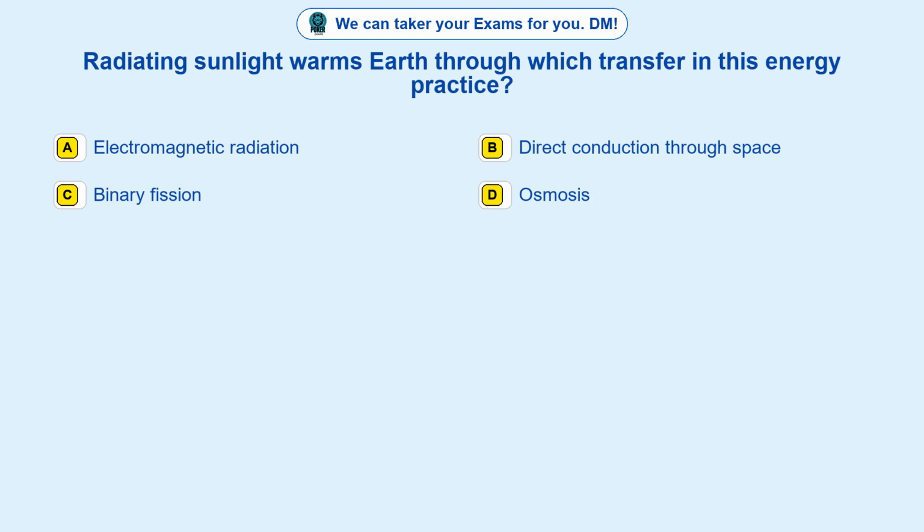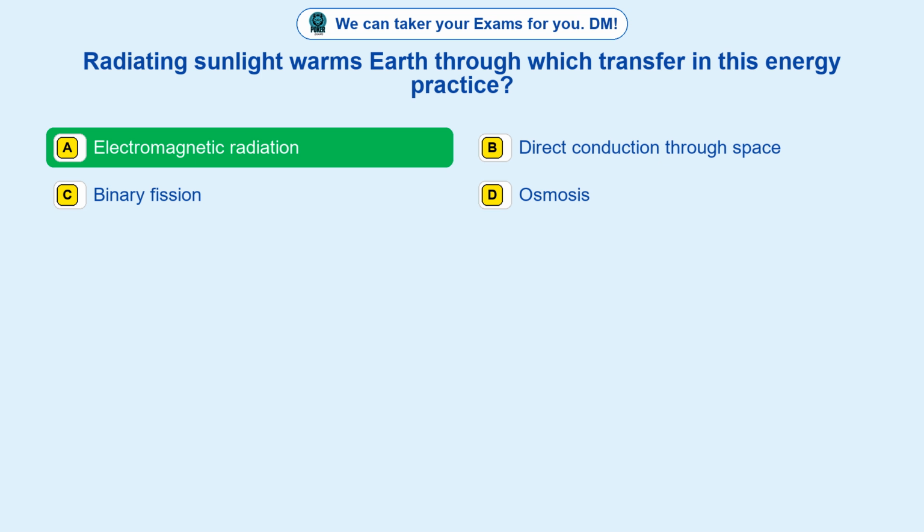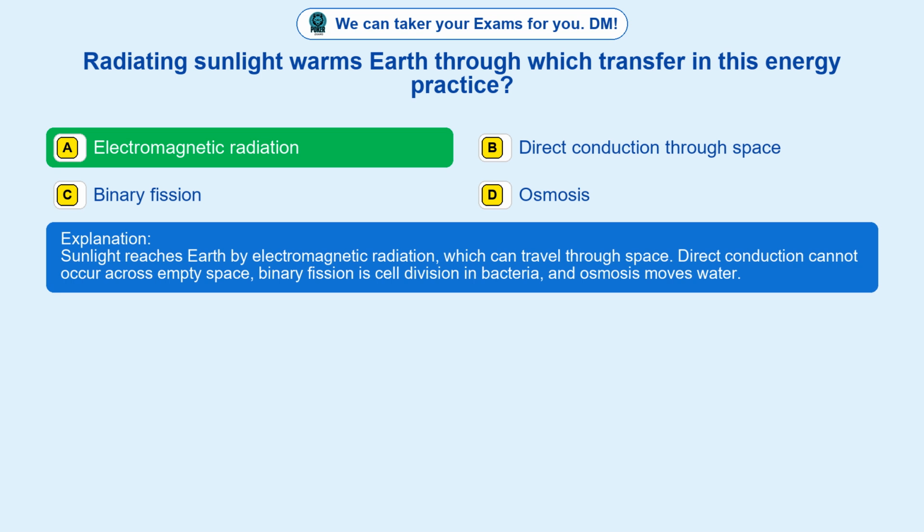Question 77. Radiating sunlight warms Earth through which transfer in this energy practice? Option A, electromagnetic radiation. Option B, direct conduction through space. Option C, binary fission. Option D, osmosis. The correct answer is option A. Electromagnetic radiation. Sunlight reaches Earth by electromagnetic radiation, which can travel through space. Direct conduction cannot occur across empty space, binary fission is cell division in bacteria, and osmosis moves water.